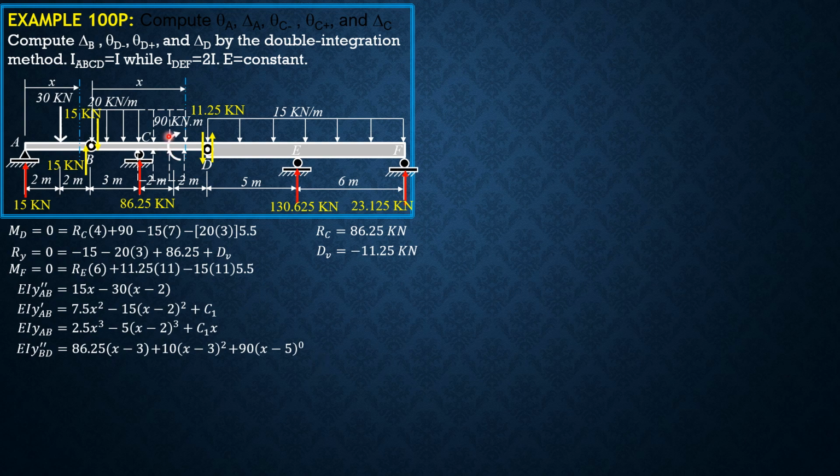Because it is not acting at the origin, we have this moment arm, so that when we have the boundary conditions or the application, if the quantity inside is negative, it is not included in the calculations. Then minus 15 times x, minus 20 times x over 2, or minus 10x squared. So that's the differential equation for portion BCD.